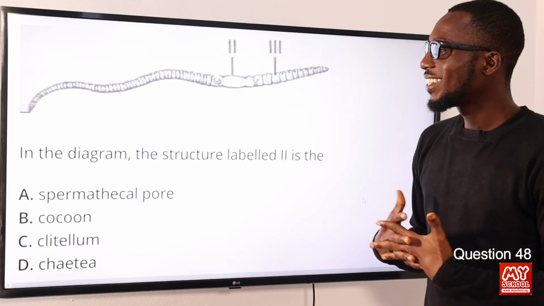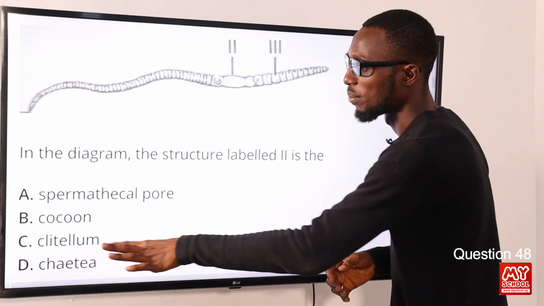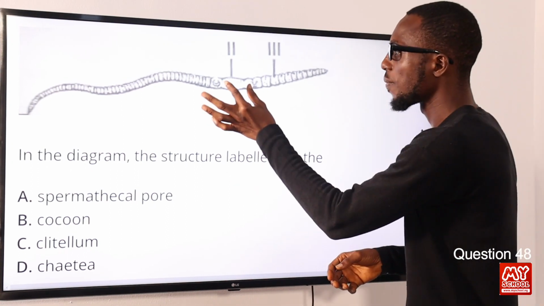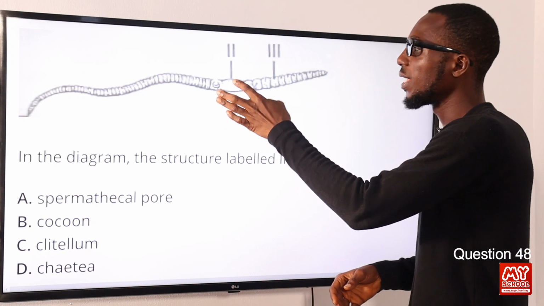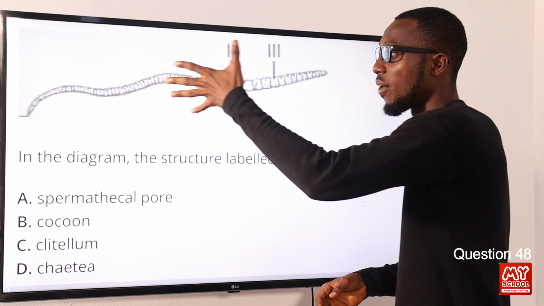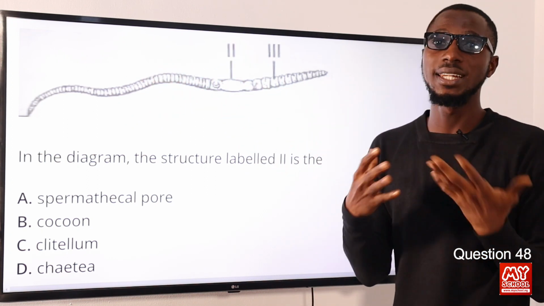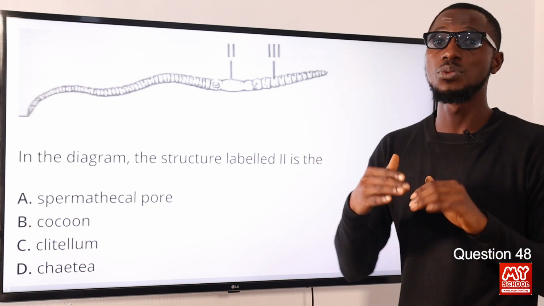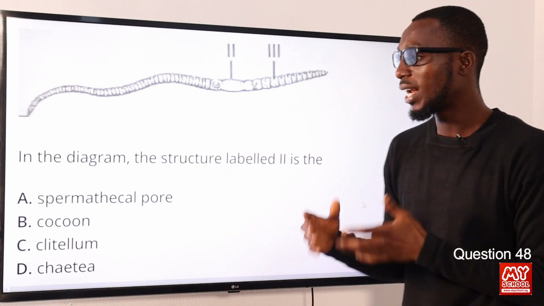48. In the diagram, the structure labeled 2 is the clitellum. It secretes a cocoon to contain eggs. What we've identified here is an earthworm, and the part labeled 2 is the clitellum. This organism belongs to the phylum Annelida. Examples of annelids are earthworms and leeches. They are segmented worms with long cylindrical bodies. So the correct option here is option C, the clitellum.